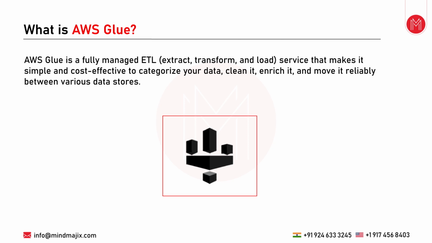AWS Glue consists of a central metadata repository, which is known as the AWS Glue Data Catalog. It also has an ETL engine that automatically generates Python or Scala code, and a flexible scheduler that handles dependency resolution, job monitoring, and retries. AWS Glue is basically serverless. So what do you mean by being serverless? There is no infrastructure to set up or manage. This is the biggest highlight of AWS Glue.